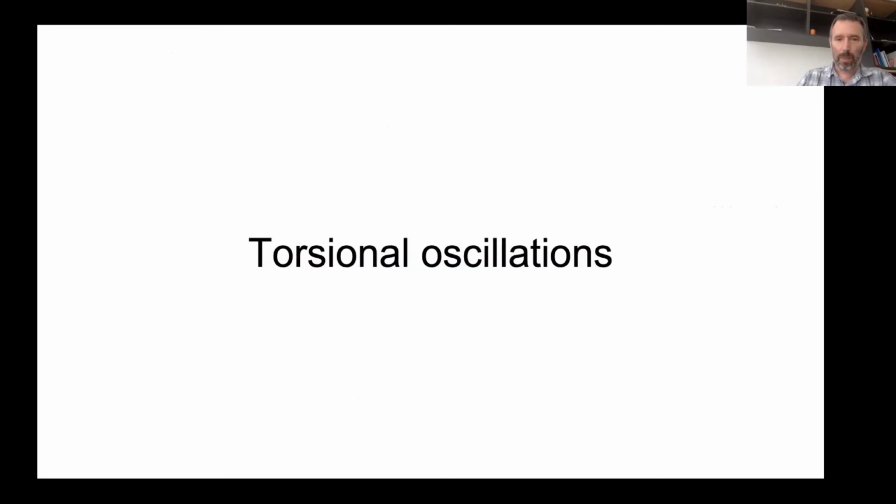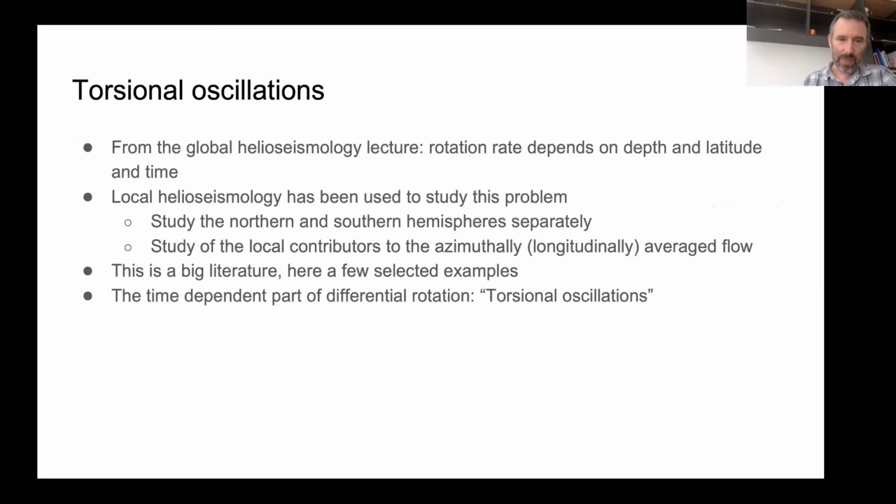A connected topic is the torsional oscillations. You can make the same kind of diagram and see that the east-west flows depend on the cycle as well. I wanted to connect this back a little bit to some things that we talked about in the global helioseismology lecture. We saw that the rotation rate in the sun depends on depth and latitude and time. And you can study this problem with local helioseismology as well.